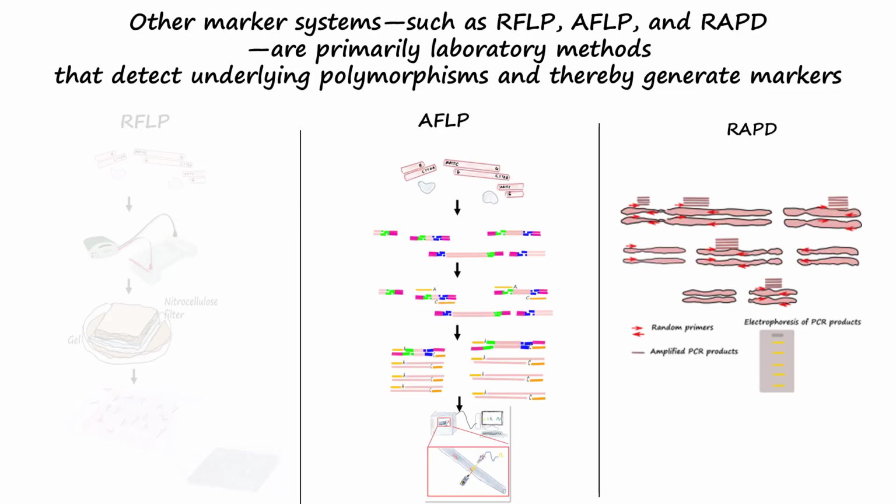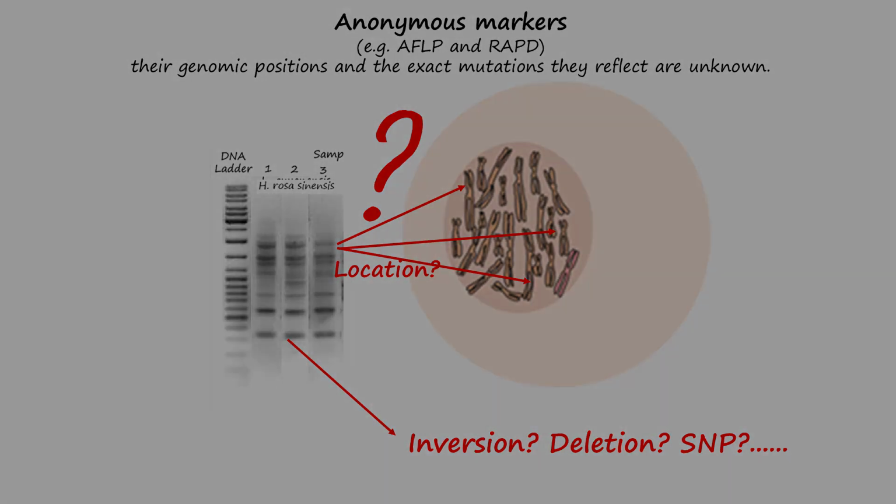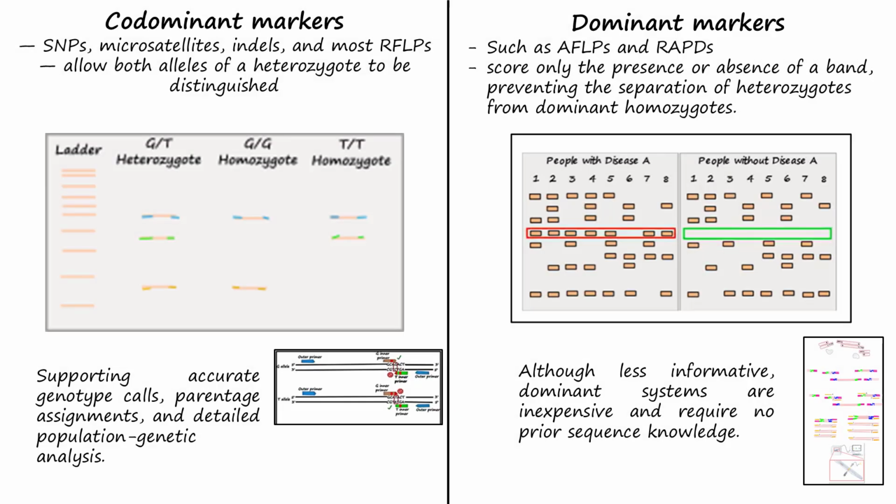AFLP and RAPD, by contrast, amplify many genomic fragments using selective or arbitrary primers. And because the chromosomal origin and causal sequence change for each band are not readily identifiable, these are considered anonymous markers. Another distinction among marker types is whether they produce codominant or dominant data.